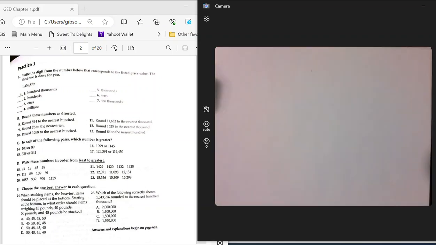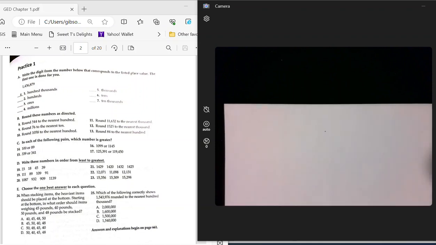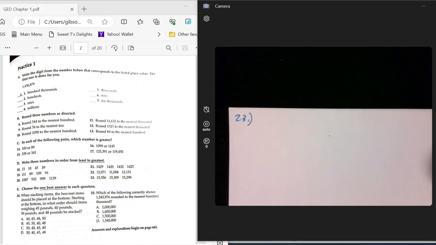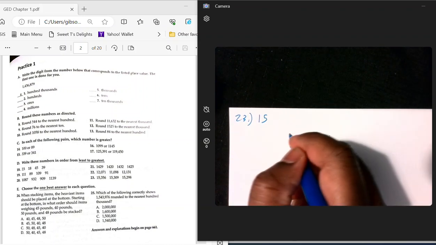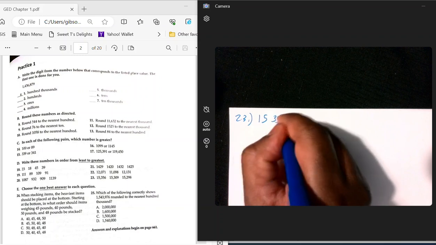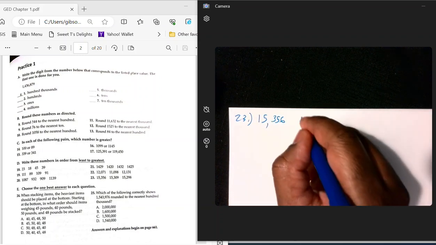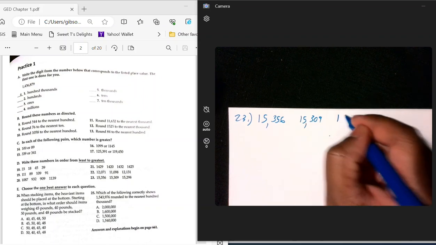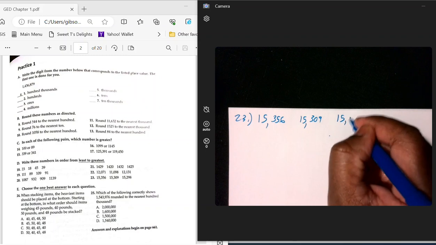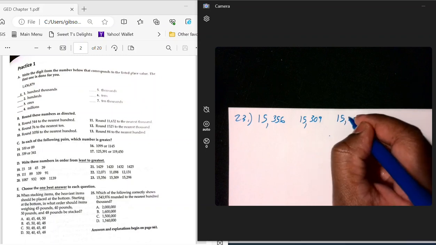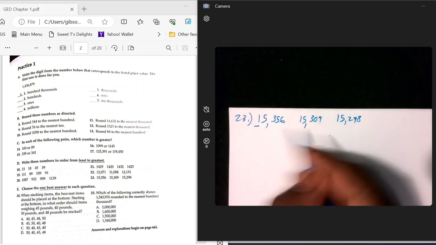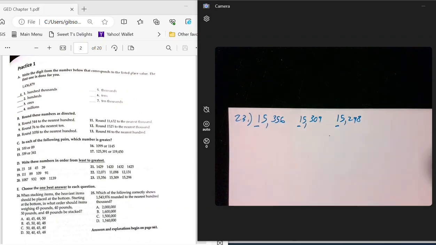Now we move on to problem 23. So problem 23, we have 15,356. We have 15,309. We have 15,298. So now we have all 5-digit numbers. No number is leading with a 0. So we go to the first digit for each one of these values.